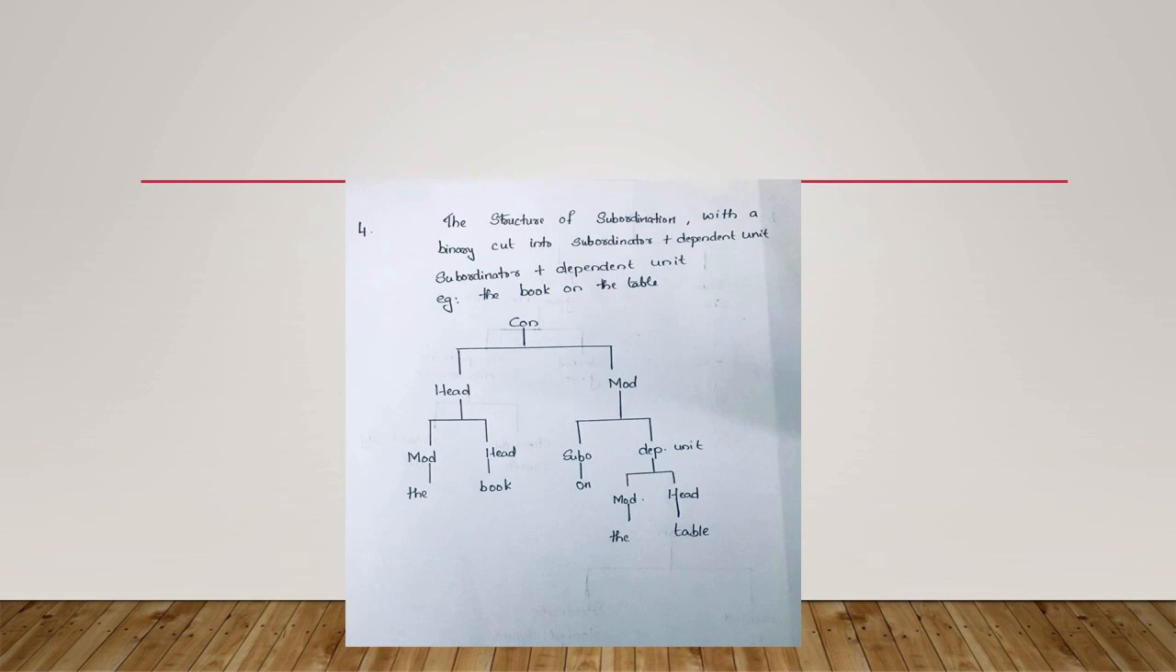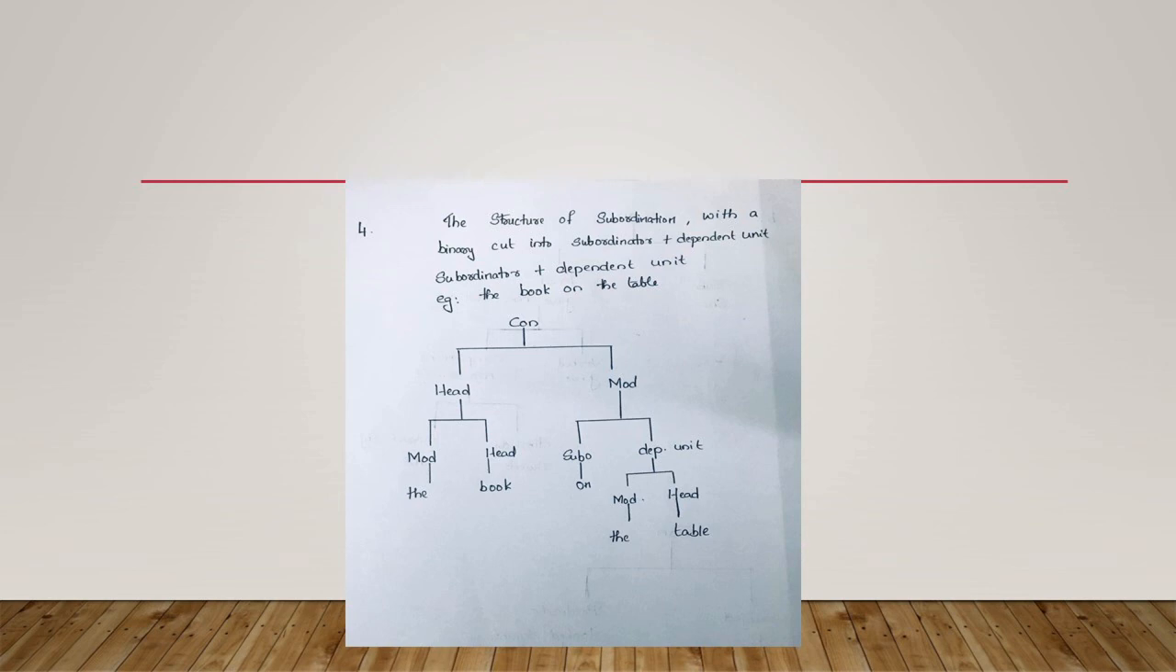Now we are taking the construction "on the table", which can be divided into a subordinator plus a dependent unit. So the subordinator there is "on" and the dependent unit is "the table". Now "the table", we are again dividing into a modifier plus head. "The" is the modifier and "table" is the head. So that is the structure of subordination.